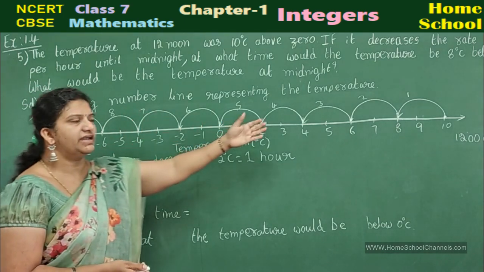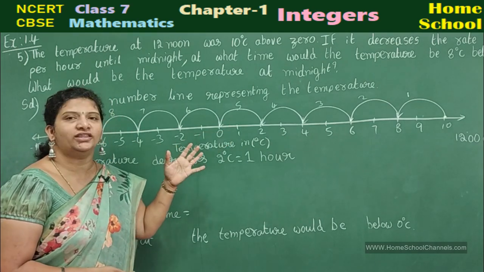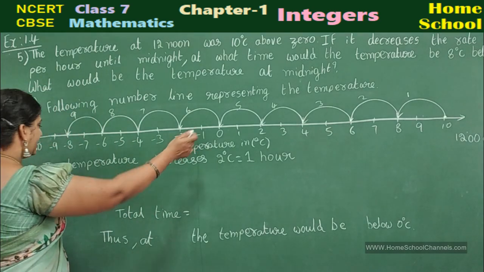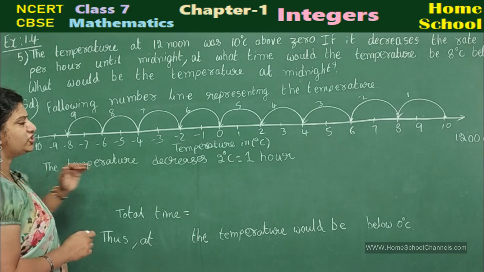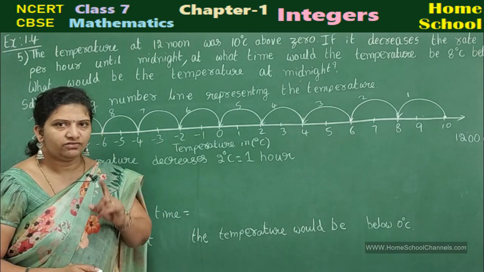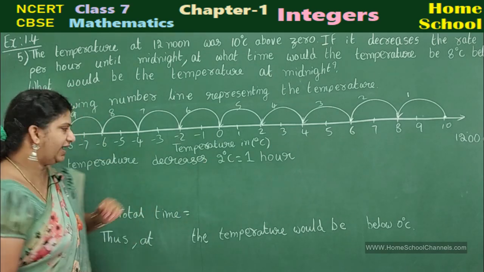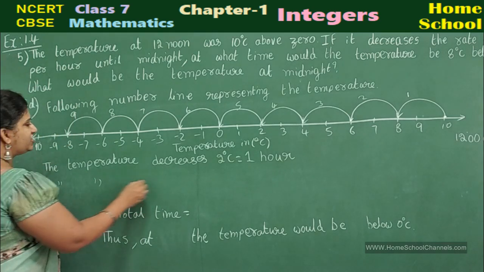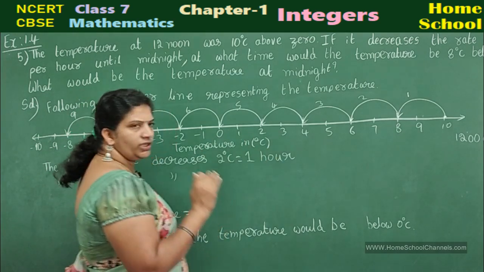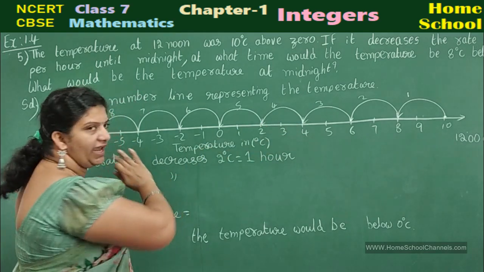The following number line represents the temperature. You have seen this number line already and we already got the answer. Now the statement steps. Temperature in degrees Celsius. The temperature decreases 2 degrees Celsius for 1 hour. For 1 hour, how much is it decreasing? 2 degrees Celsius. Next, what is the total temperature we have? 10 above 0, and below 0, 8.